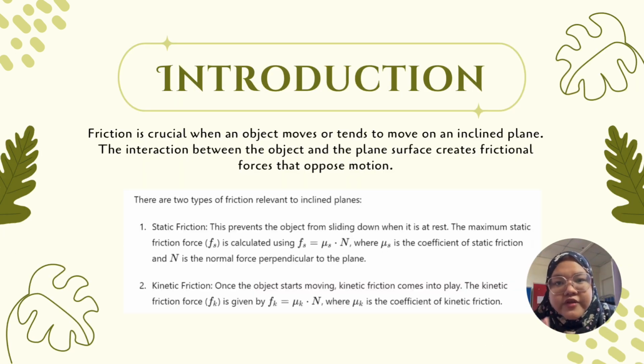Introduction for the topic friction on the inclined plane. Friction is crucial when an object moves or tends to move on an inclined plane. The interaction between the object and the plane surface creates frictional force that opposes motion. There are two types of friction relevant to inclined planes, which are static friction and kinetic friction. Static friction prevents the object from sliding down when it is at rest.